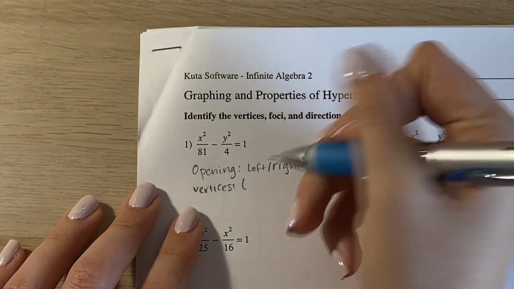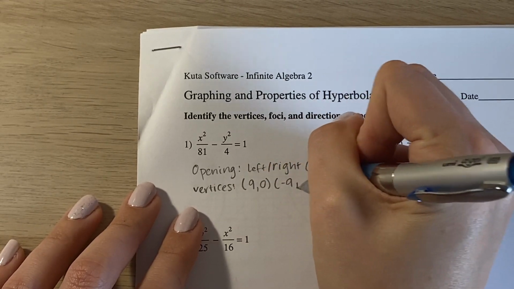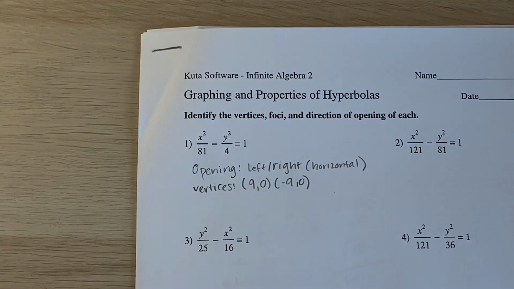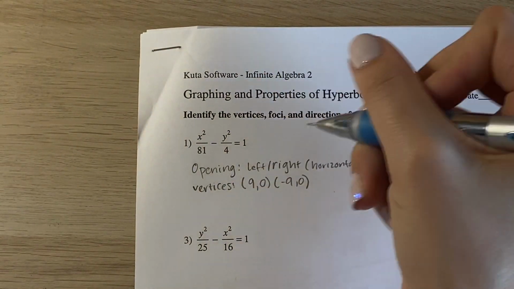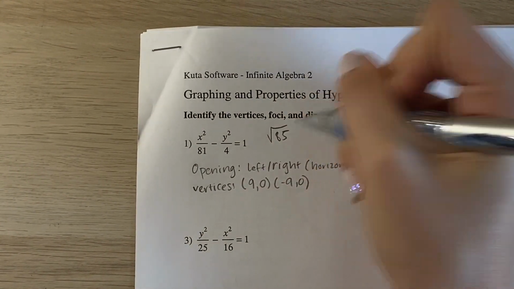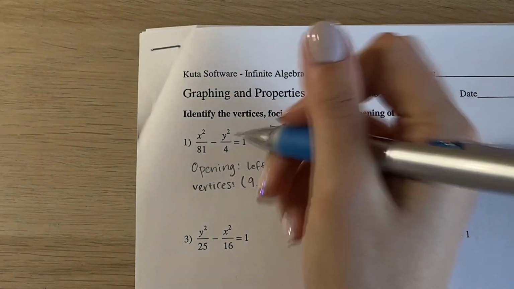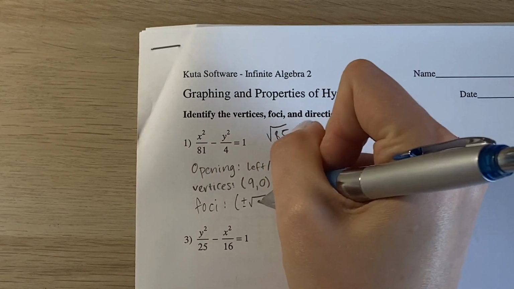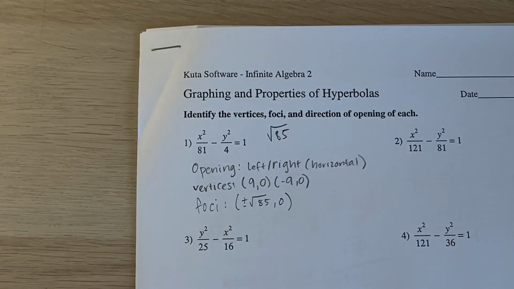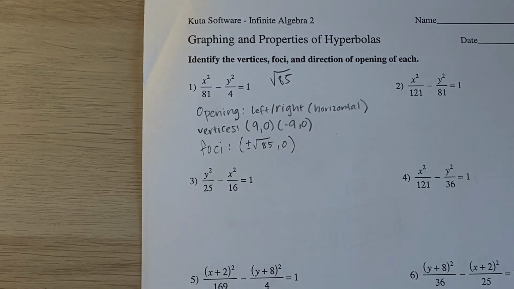Since our center is at 0, 0, this is going to be at 9, 0 and negative 9, 0 because it's the square root of 81. And for our foci, 81 plus 4 is 85. So our foci are located this far away from the center, which is at 0, 0. A square root of 85 cannot be simplified. So my foci are at plus or minus the square root of 85, 0. Boom.